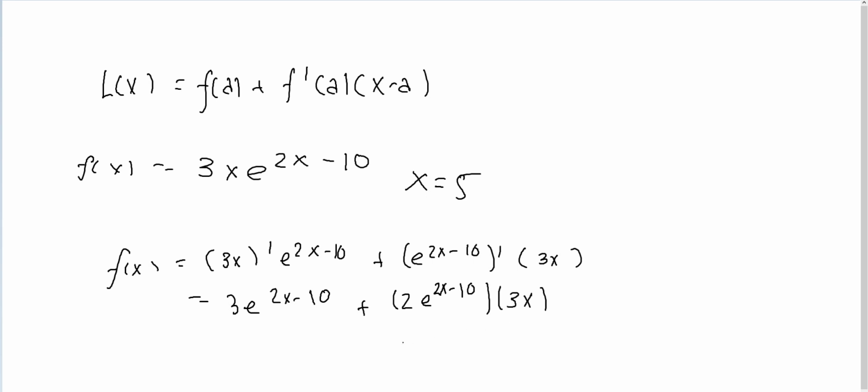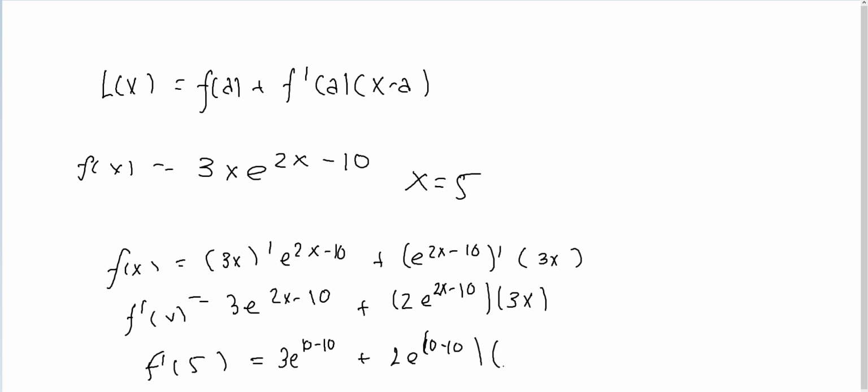Okay, so now we're going to plug in f prime of x. This is f prime of x, and we want to plug in 5. f prime of 5 is equal to 3e to the 10 minus 10 plus 2e to the 10 minus 10 times 15. And so we know that e to the 0 is actually equal to 1, or anything to the 0th power is equal to 1, so we can say that 3 plus 2 times 15 is equal to 33.